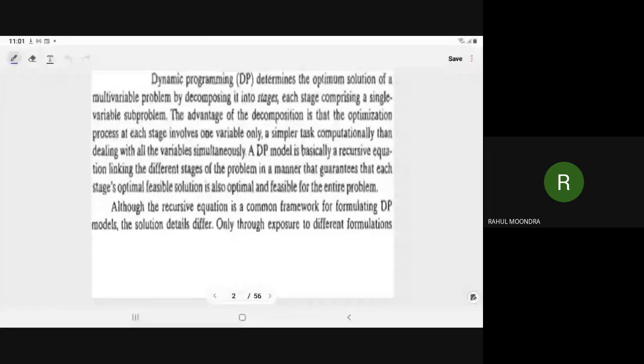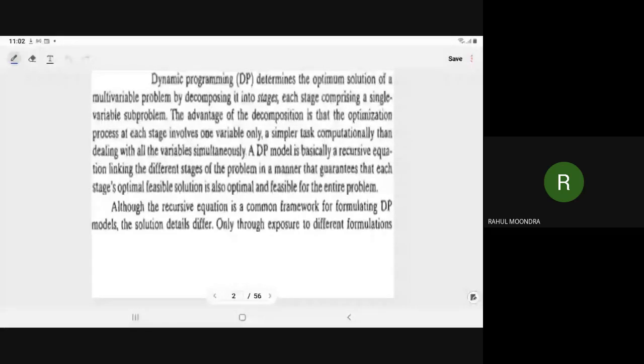So what is the advantage in decomposing? Your solution hardness will reduce, right? And computationally it will become easier. Otherwise you have to apply the method with all the variables, which is a little tedious. So a dynamic programming model is basically a recursive equation. So in general, dynamic programming is a recursive method.